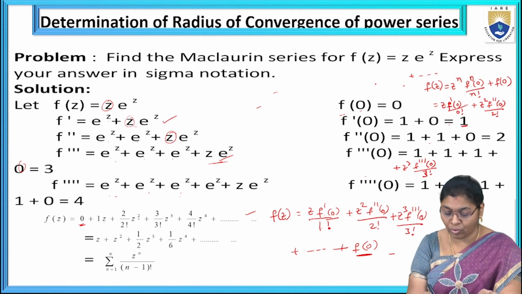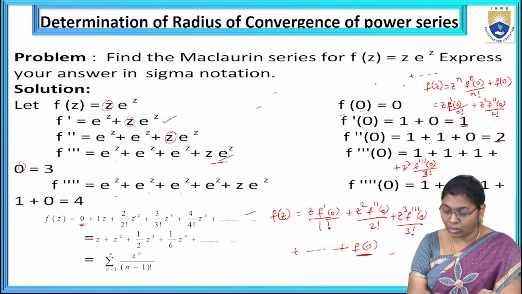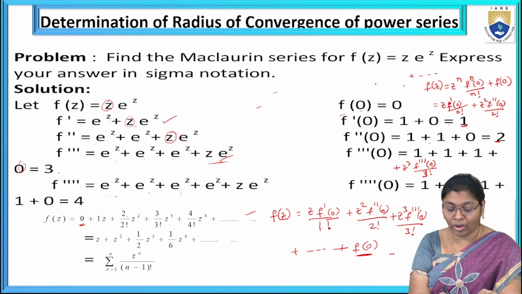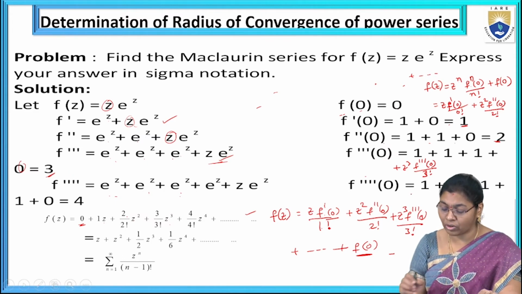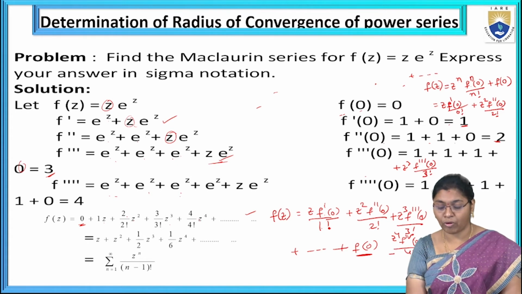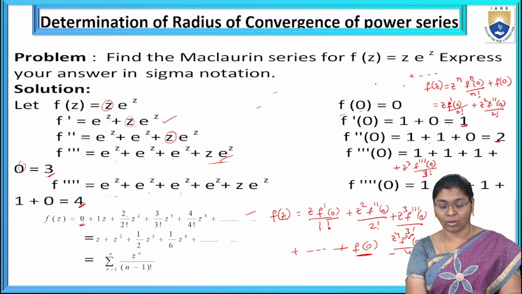Completed. Second one, z square f double dash of 0 is 2. Substituting 2 by 2 factorial. Next z cube as it is, f triple dash of 0 value is 3. Substituting 3 by 3 factorial. Similarly, the fourth one, z power 4 f4 of 0 by 4 factorial, f4 of 0 is 4, then substituting 4 by 4 factorial, plus up to so on. Now the first term is completely 0.